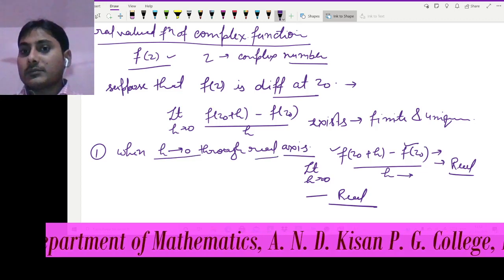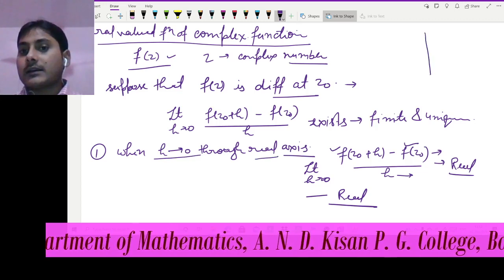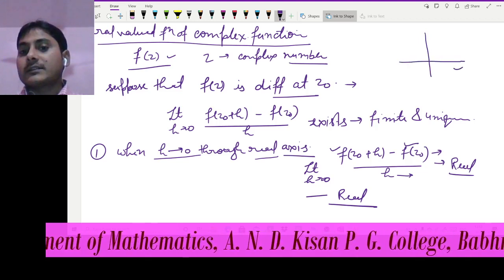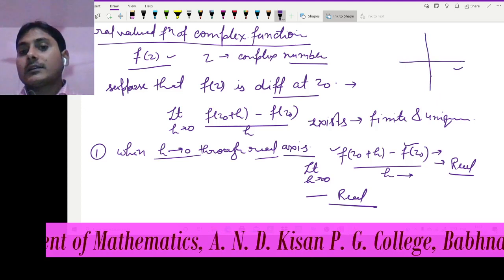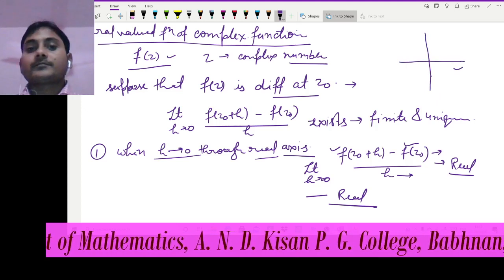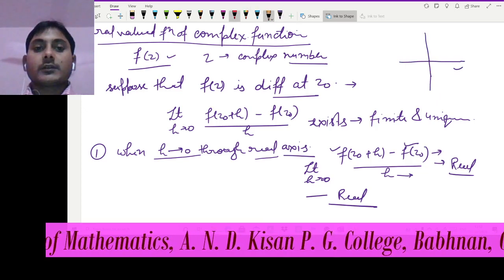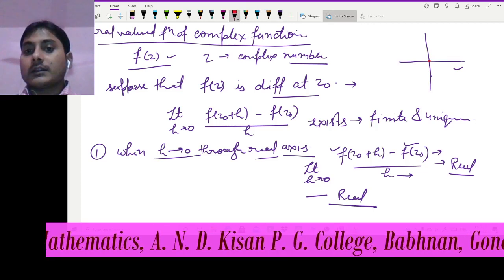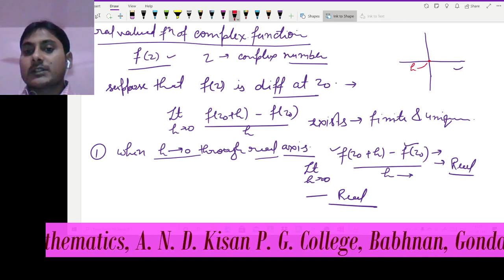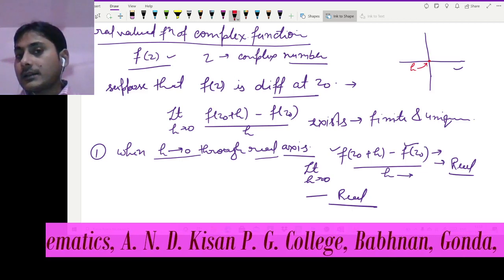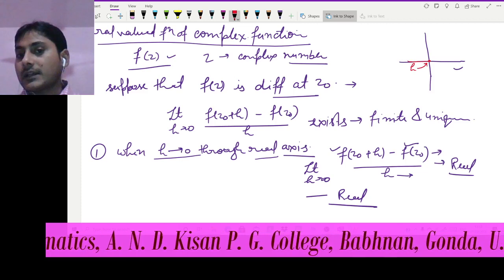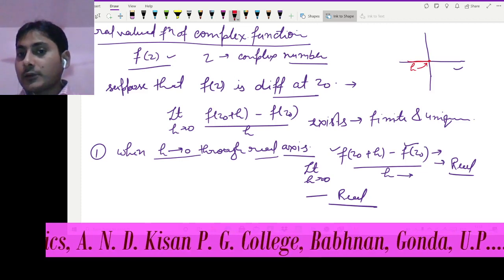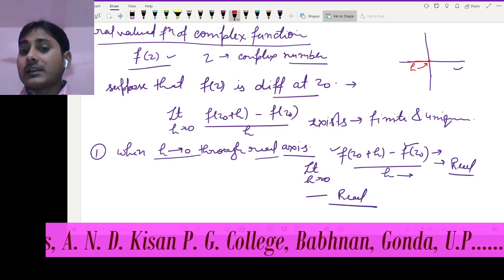Now see, suppose it is your x axis, it is your y axis, and here is a 0. I'm denoting the 0 by another thing. Suppose h is approaching this particular point through this line, then the values of h will be real.